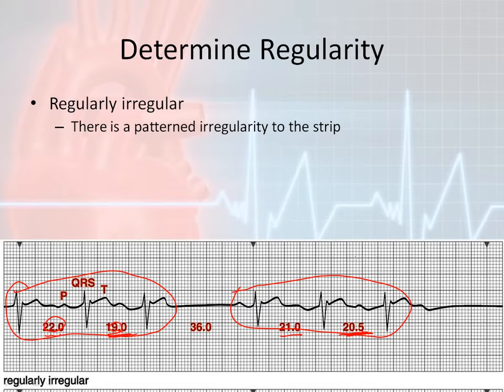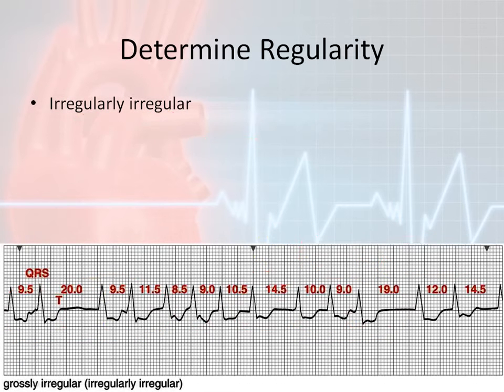I bet if I were to print up even more of this strip over here, I would once again see a beat, a beat, a beat, and then a pause. And then I would see later on in another part of the strip, a beat, a beat, a beat, and then another pause, which tells me that this is a patterned irregularity, making it regularly irregular. Now looking at the irregularly irregular, we're actually going to see that there is no pattern whatsoever except by accident.